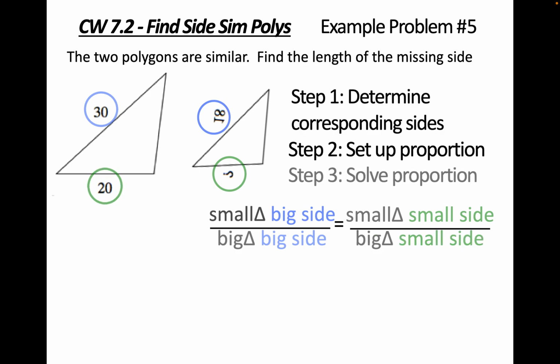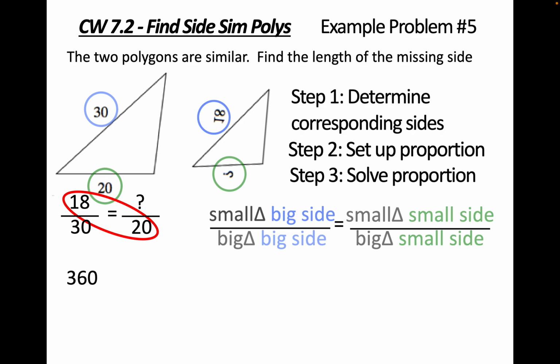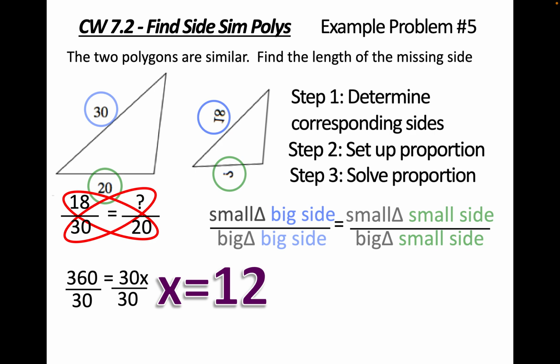So I can put in my values by solving the proportion here. So let's do that. 18 over 30, the blue over the blue, equals question mark over the 20, the green over the green. So now I can cross multiply. 18 times 20, which is 360, is going to be equal to 30 times x, which is 30x. Divide by 30, and I get that x equals 12.